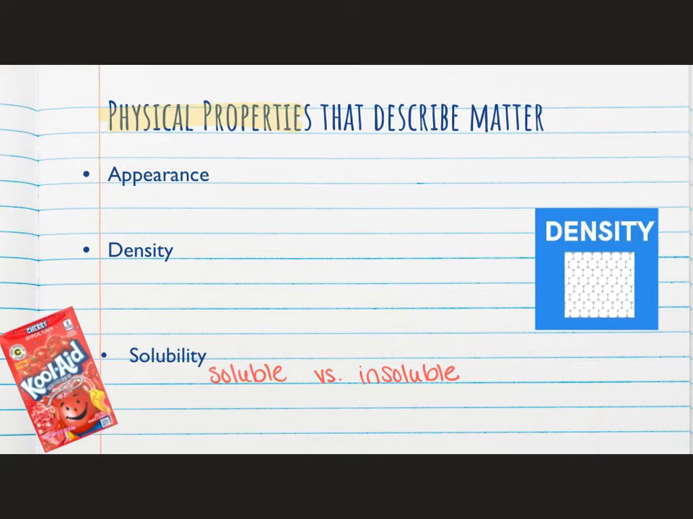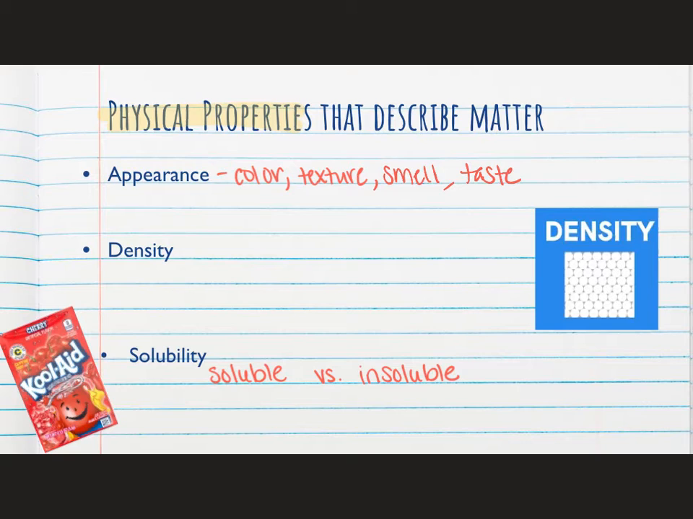So first of all, you can describe matter using the appearance. So that's as simple as talking about the color, the texture, the smell, taste, right? So these are just like normal things that you might observe when you're looking at something.